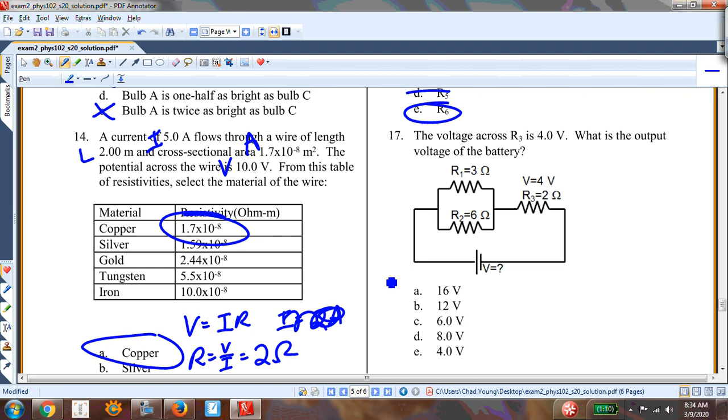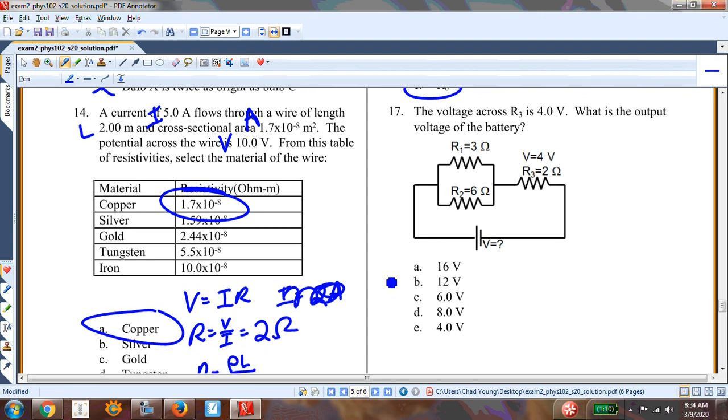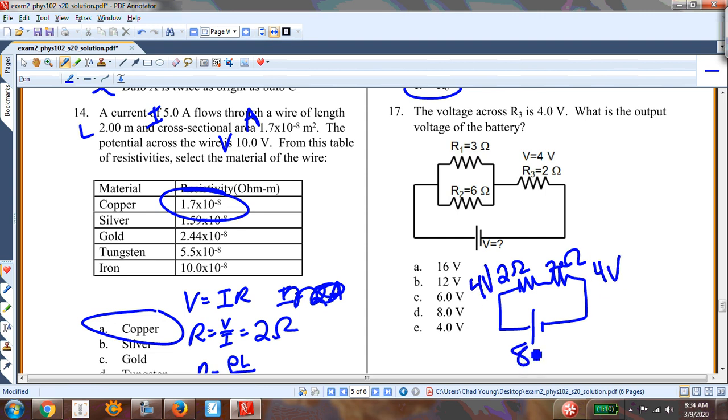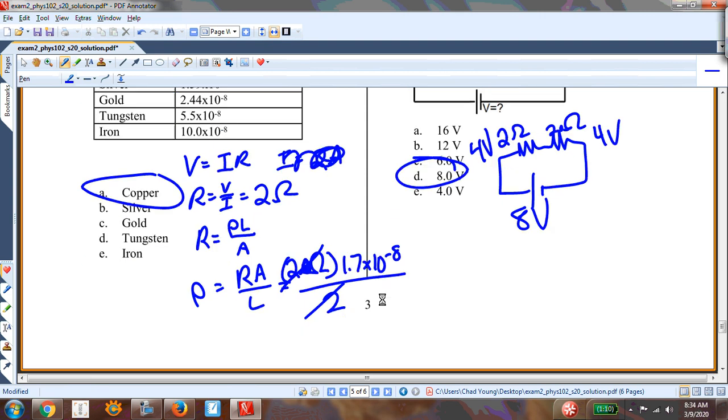The voltage across R3 is 4 volts. What is the output voltage of the battery? All right, this is 2 ohms. This is 2 ohms. And I know this has 4 volts, so this must also have 4 volts. So that is 8 volts.